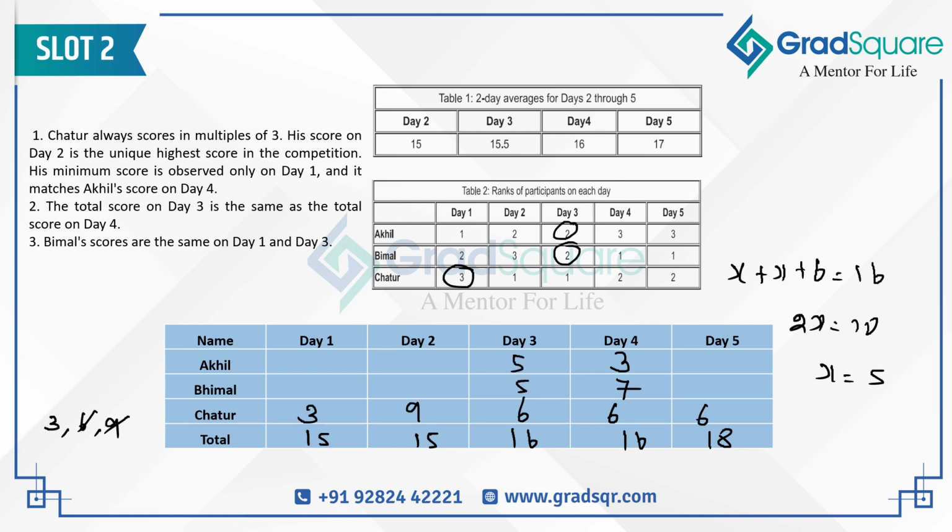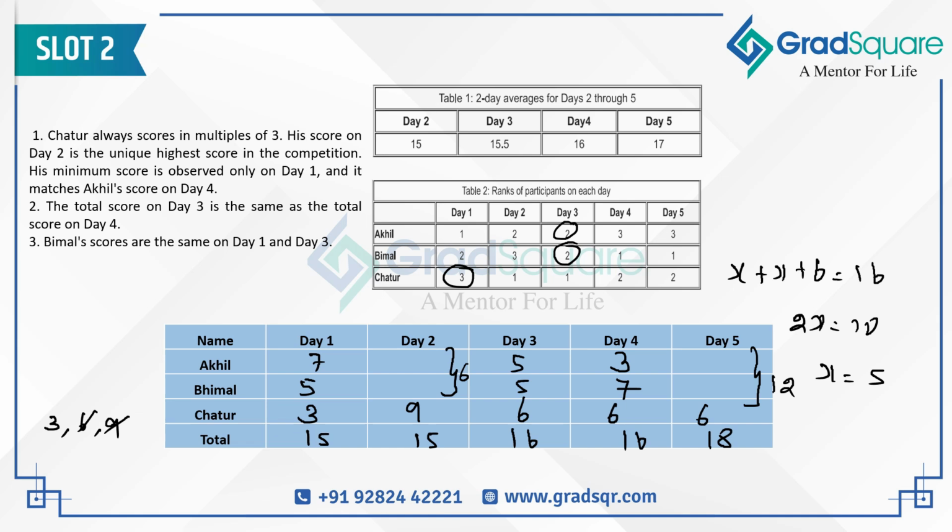Bimal's scores are the same on day 1 and day 3. So on day 3 Bimal is scoring 5 and day 1 is also 5, so totally 8 is gone. To get a total of 15 this should be 7. And here 9 is gone. Here the total should be what value? 6. And here 18, the total should be 12 to have 18.